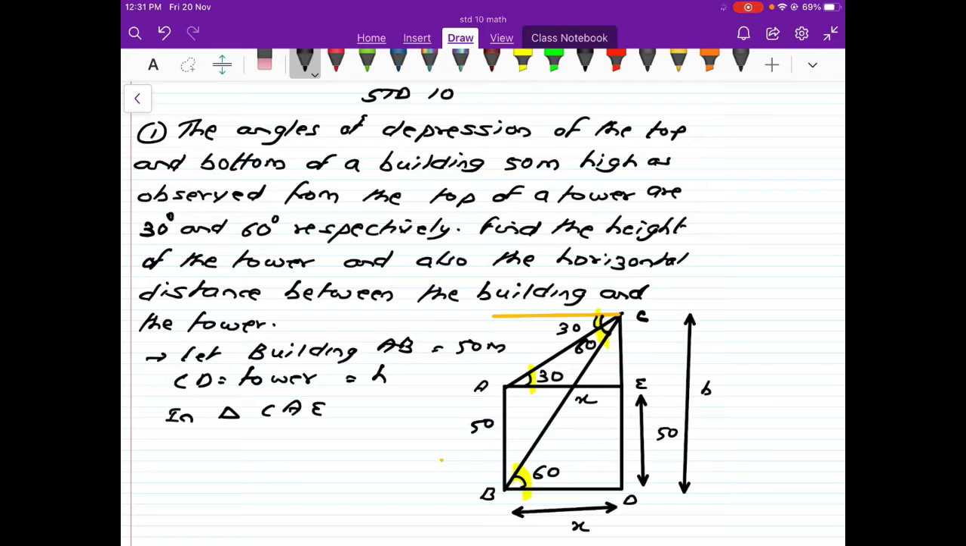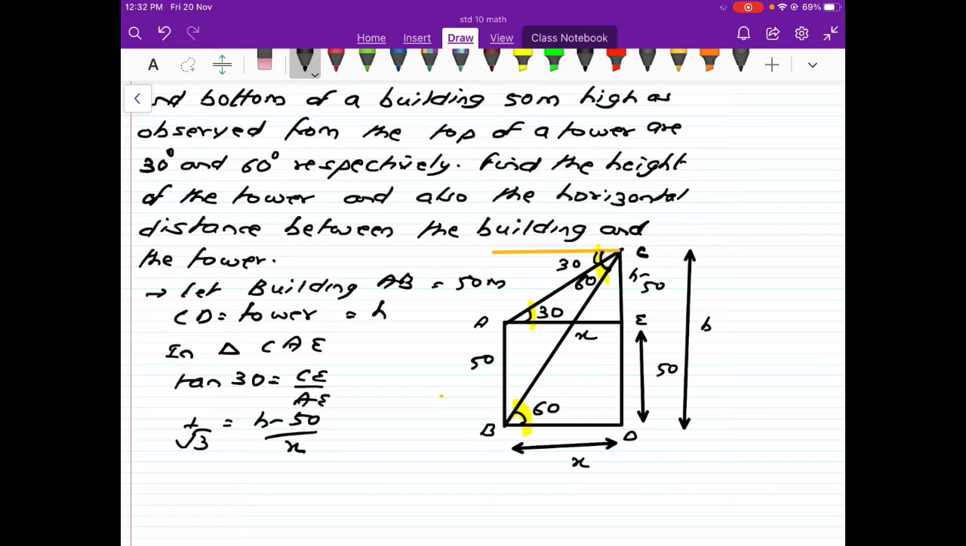So in triangle CAE, we are having an angle of 30 degrees. So I will take tan 30 will be given by CE upon AE. So tan 30 is nothing but 1 upon root 3. So CE is, if this is 50, this will be h minus 50. So instead of CE, I will put h minus 50, and instead of AE, I will be putting x. So we will be having h minus 50 is equal to x upon root 3. So this will be statement number 1.